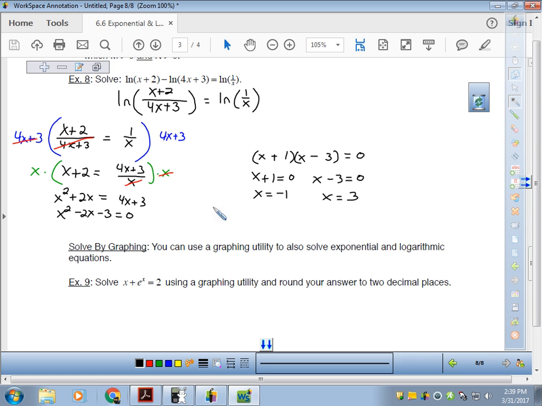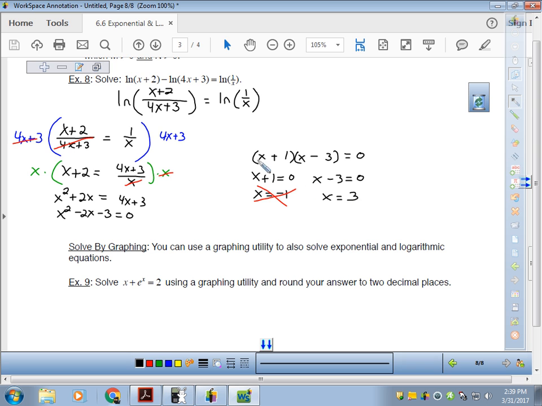Now you would want to check those answers. So if we take negative 1 and plug in, negative 1 plus 2, that's positive 1, so that's okay. 4 times negative 1 is negative 4, plus 3 is negative 1. That's not okay. That's a negative number that would be there, so that doesn't work.